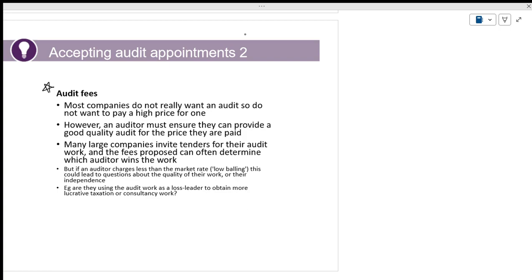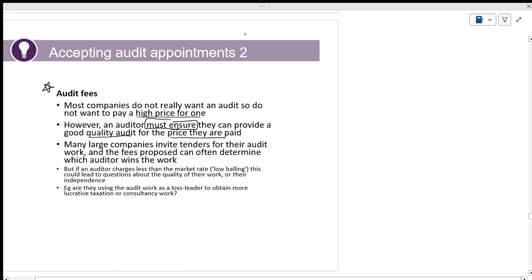Most companies do not really want an audit, so they do not want to pay a high price for one. However, an auditor must ensure that they can provide a good quality audit for the price they are paying. This is one of the issues which always triggers in the mind of the client: how much fee should I pay?